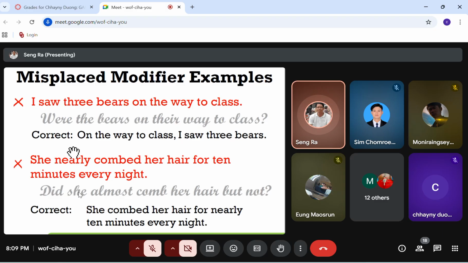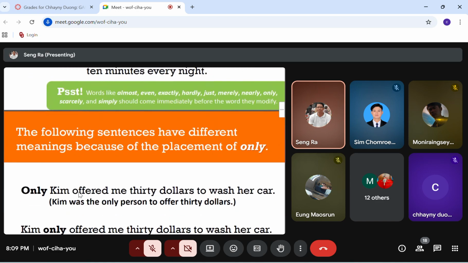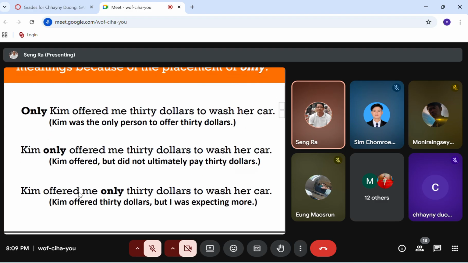Nearly is an adverb. It's a modifier. When you put nearly close to the verb comb, it modifies comb, while you actually want it to modify 10 minutes, nearly 10 minutes every night. So in this example, you need to make it clear.